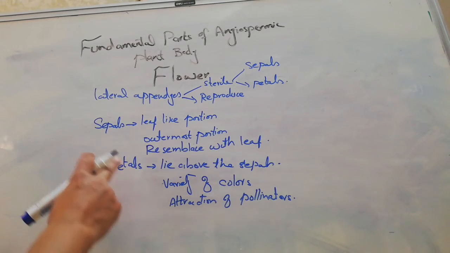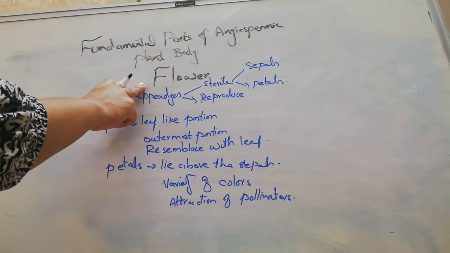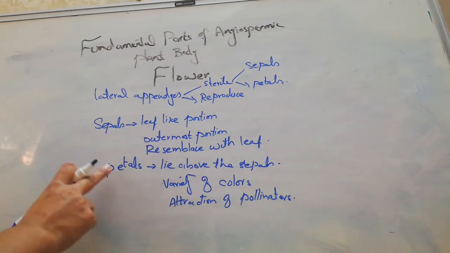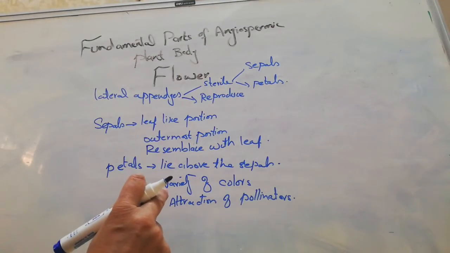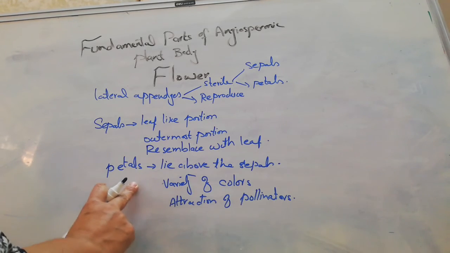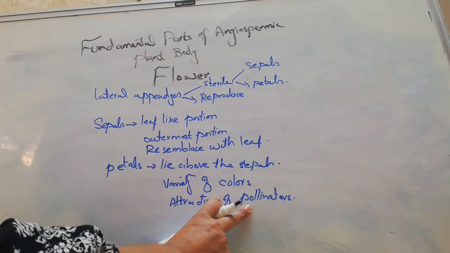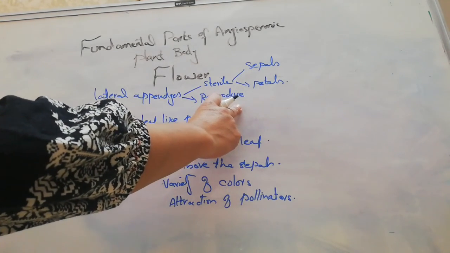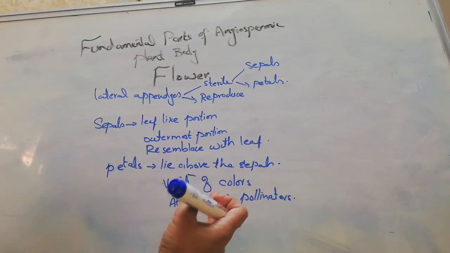As we have discussed, the flower is the portion of the angiospermic plant body which is involved in the process of reproduction, and sepals and petals are two sterile lateral appendages. In this case, the petals are involved in the attraction of pollinators that help the reproductive appendages to carry out the process of reproduction.